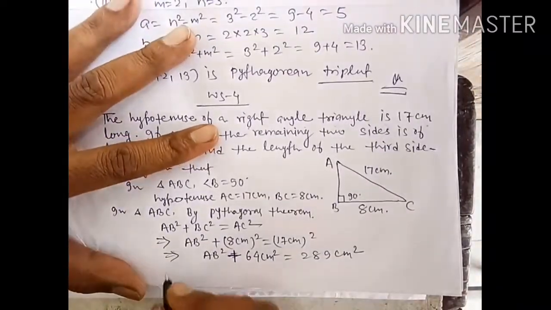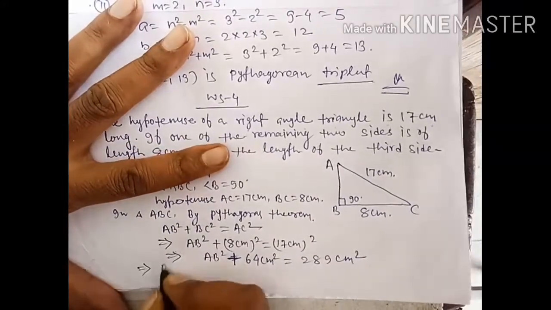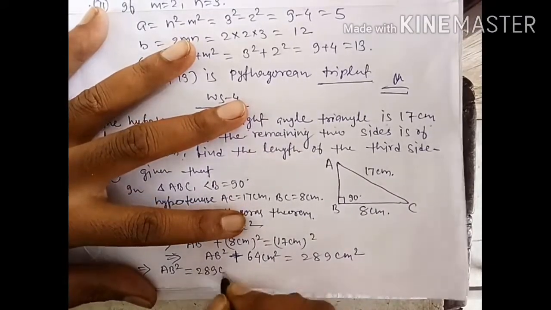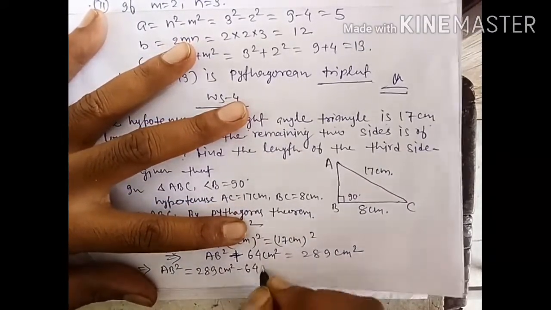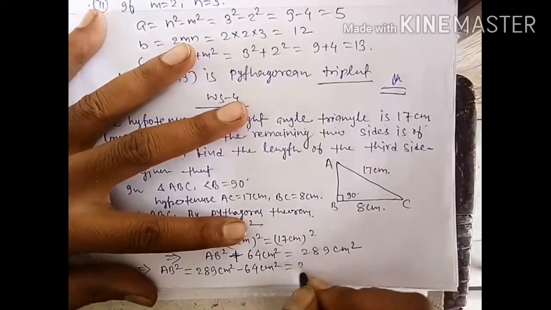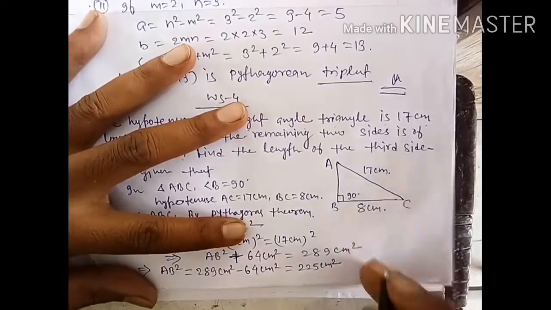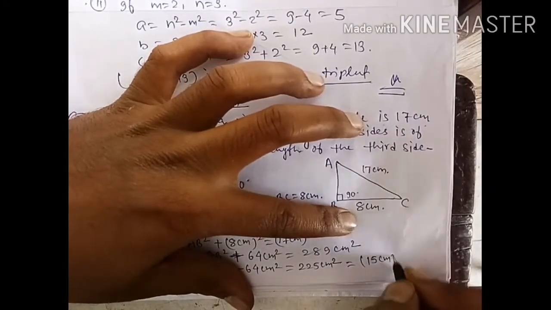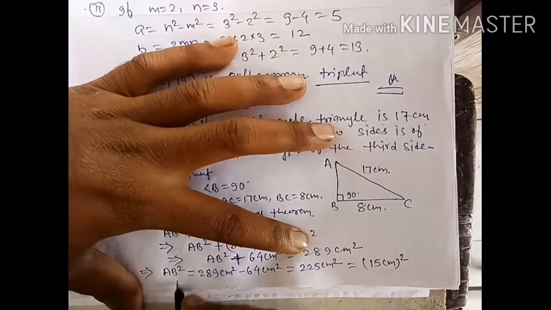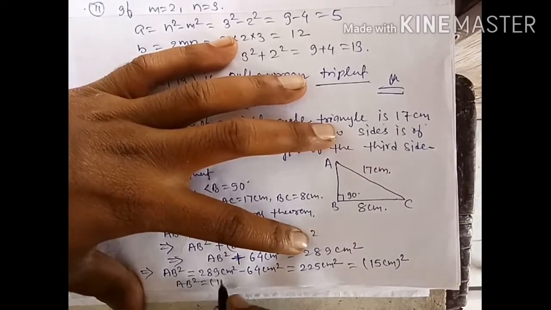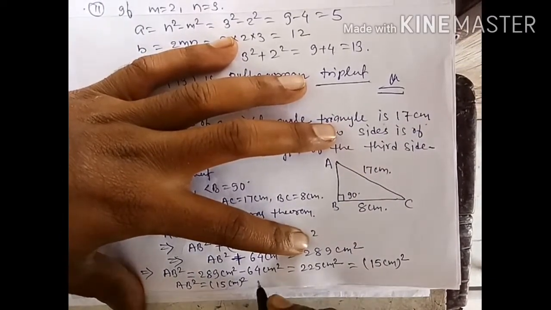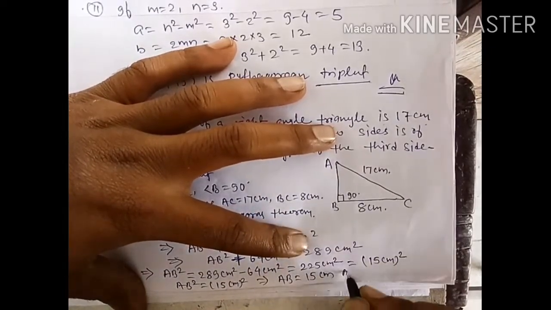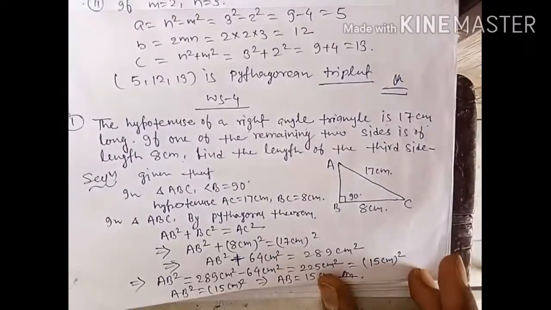Okay, so what will happen in the next step? AB square is equal to 289 centimeter square minus 64 centimeter square. It means 225 centimeter square, and 225 centimeter square can be written as 15 centimeter whole square. So AB square is equal to 15 centimeter whole square. Then you get AB is equal to 15 centimeter. This is the answer. So the third side is 15 centimeter.